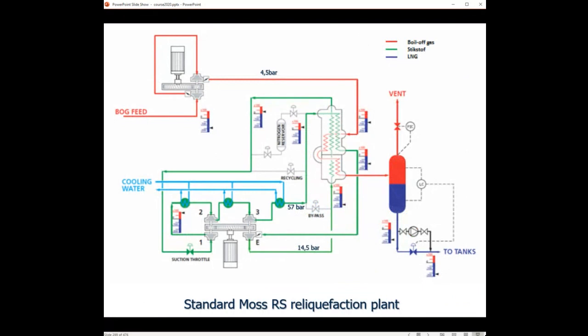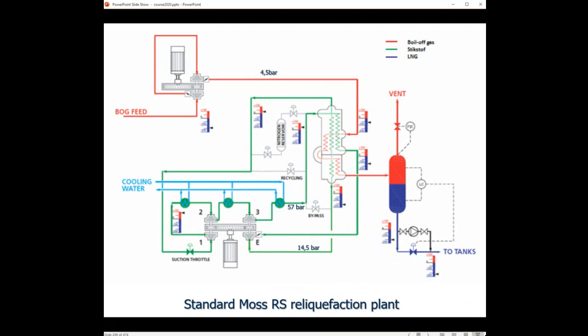And this is the system, this is the standard Moss system. And I will only explain this one because you will see there's another one in the course which is quite equal to this one, but you only need to know this one or to be able to explain this one.